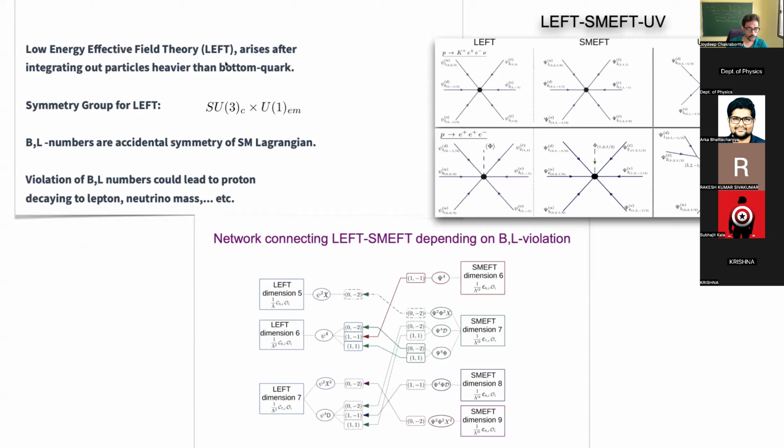So this is the low energy effective field theory. When I say low energy effective field theory, you basically have all the light quarks apart from the top, and also the gauge bosons, Higgs, and all those things are integrated out. Your symmetry group is SU(3) color times U(1) electromagnetism, because you have performed the electroweak symmetry breaking, and B and L numbers are basically accidental symmetries. Your space-time symmetry is still the Lorentz group, okay?